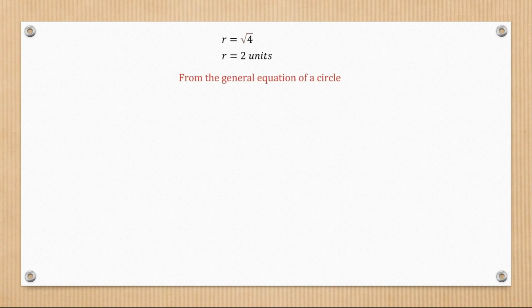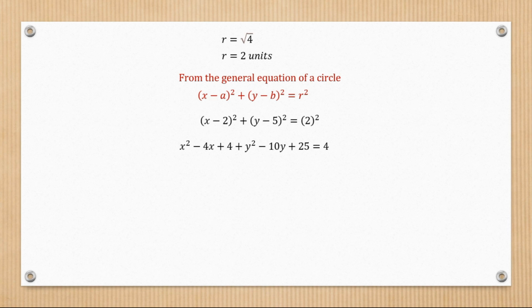So now that I know the value of the radius, I can now find the general equation of a circle. So I shall use this general equation to actually solve it. So now I know the center coordinates, and I know the value of the radius. So when I plug those in, I'll have it as x squared minus 4x plus 4 plus y squared minus 10y plus 25 is equal to 4.